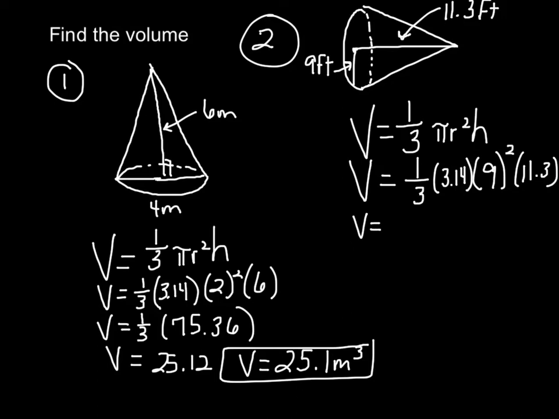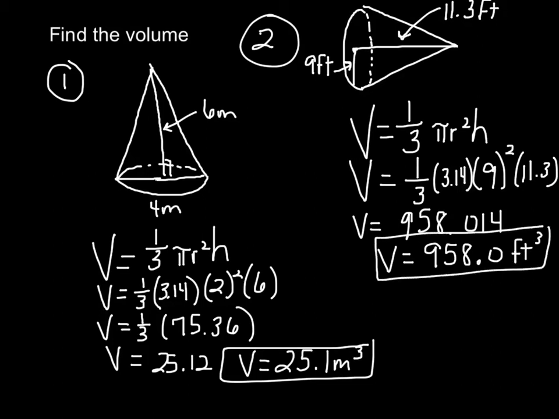So we're going to do this all together. 9 times 9, that's 81. 81 times 3.14 times 11.3, and then we take our answer, which is 2,874 and some decimals, and divide that by 3. That's going to give us 958.014. We want to round that to the nearest tenth, so that's 958.0. Our label will be cubic feet. So once again, you take all your information and plug it in.